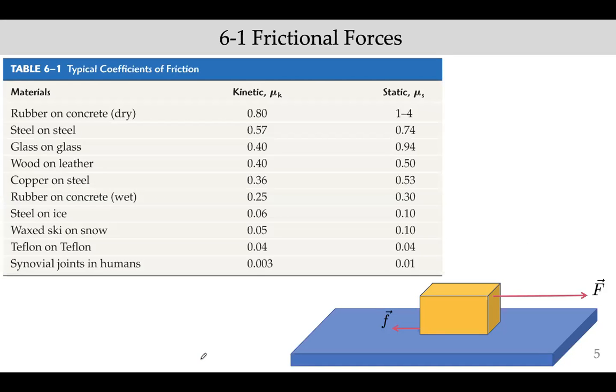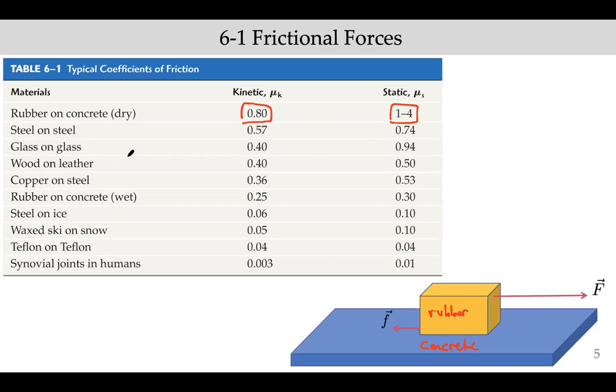Okay, so here's a table of typical coefficients of friction. The first one is rubber on dry concrete. So you have, let's say, a rubber block, it could be an eraser that you use to erase things from paper, and this could be concrete. In this case, the kinetic coefficient, if the object is moving, you have to use 0.8. If the object is not moving, it could be some number between 1 and 4.